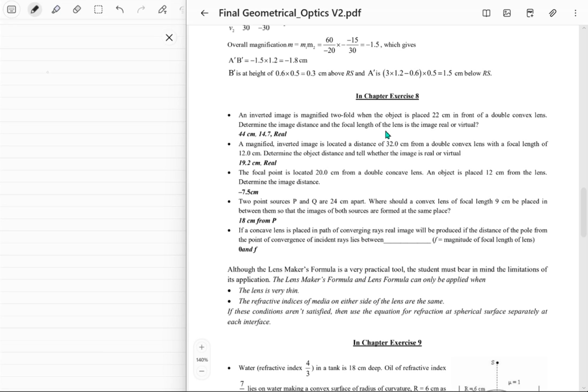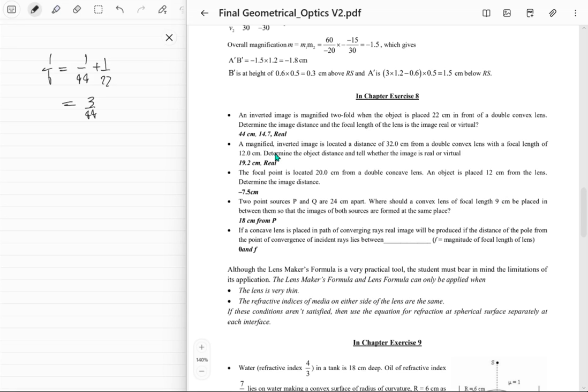So we know 1 upon V minus 1 upon U is equal to 1 upon F. So 1 upon F is equal to 1 upon 44 minus 1 upon U. U is negative 22, so 1 upon 22. This will be just 3 upon 44. So F is 44 upon 3, which turns out to be 14.7. Is the image real or virtual? Well, the image did form to the right, and that just means it is real.